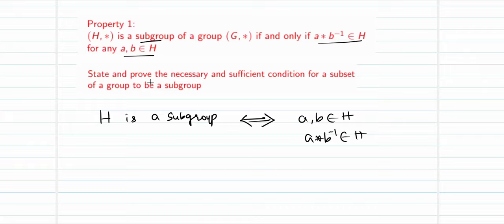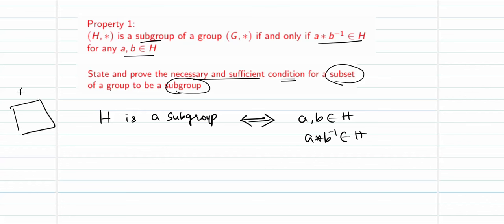So the property can also be stated as: state and prove the necessary and sufficient condition for a subset of a group to be a subgroup. When will a subset of this G become a subgroup? It will become a subgroup if it satisfies this criteria. So we will move on to see.